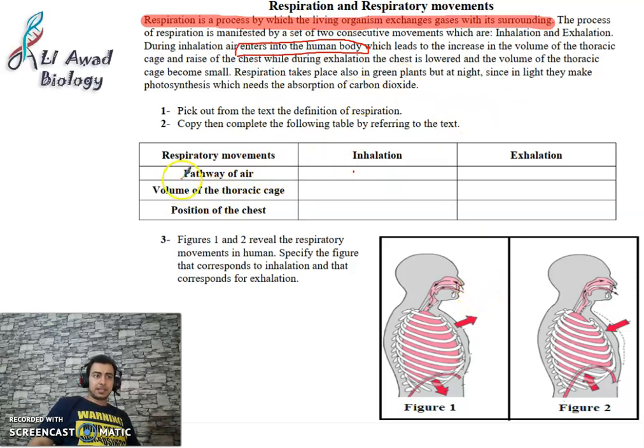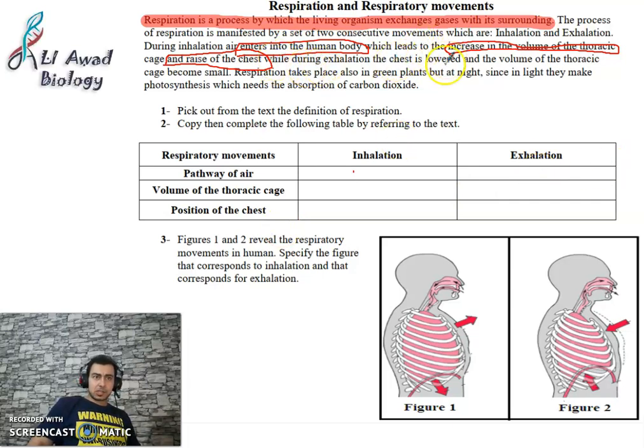Okay. بعدين volume of the thoracic cage: increase in the volume of the thoracic cage. فيني أقول بس كلمة increase. Okay. Position of the chest: raise of the chest. ها كله بالinhalation. Okay. طيب هلا بنيجي عند الاكسهاليشن.